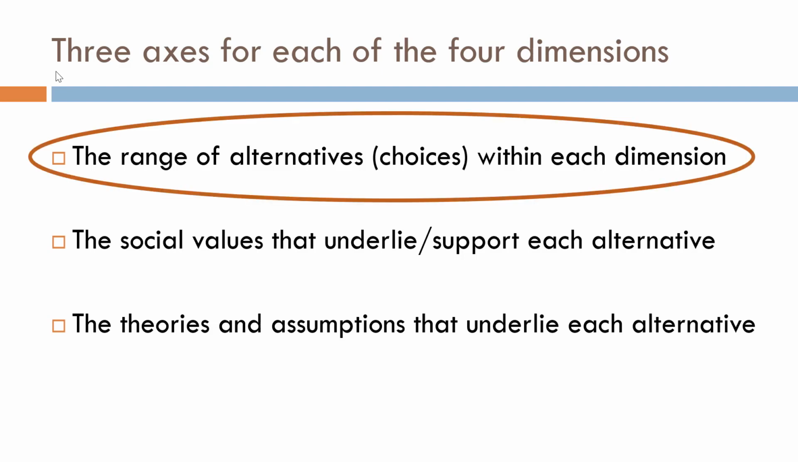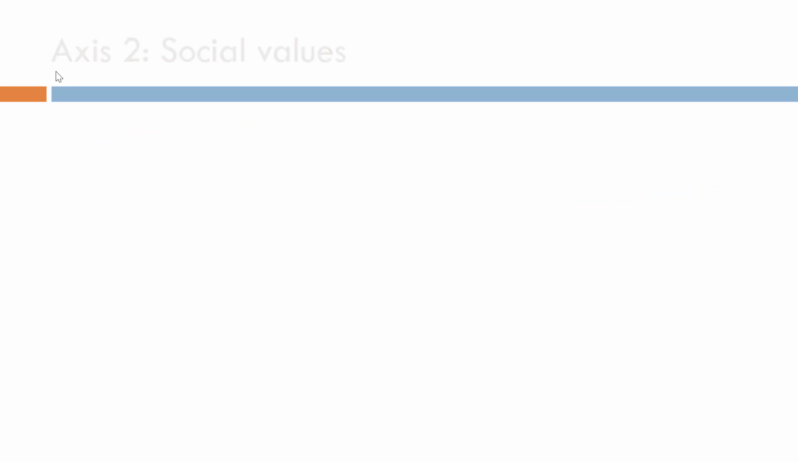So the first, in terms of understanding all the different alternatives and choices that are possible with each dimension, I'm going to go over in the 4 individual videos. For the rest of this video, I'm going to focus on the social values and the theories and assumptions. Okay, axis 2, social values.